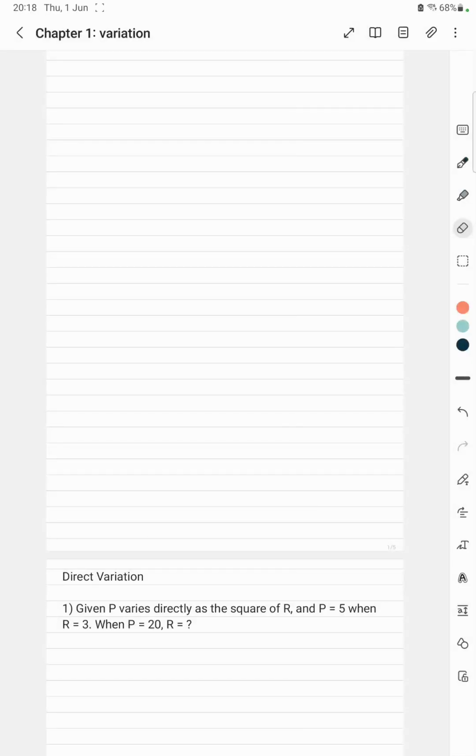Hi, today we're going to be discussing chapter 1 of Form 5 Mathematics, that is variation. In this topic, we'll be looking at three types of variations, that is direct variation, inverse variation, and also combination variation.